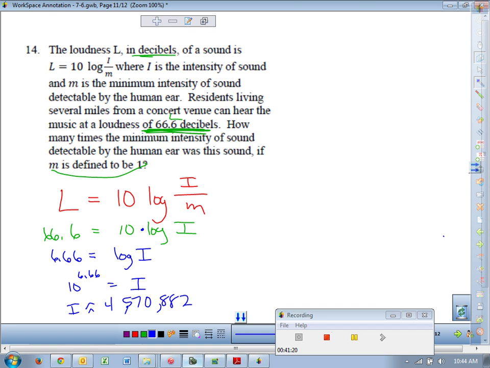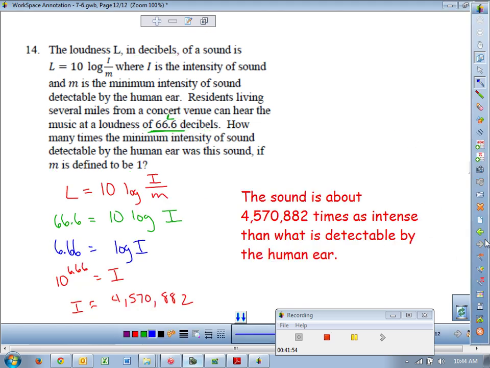What's that mean? What's I stand for? Intensity of what? Because M is also about intensity. The intensity of sound. So, what does the 4 million something or other mean? The sound that these people heard, right? It's about 4 million times as intense as what the human ear normally hears. So let's write this. The sound is about that number times as intense as what is detectable by the human ear.